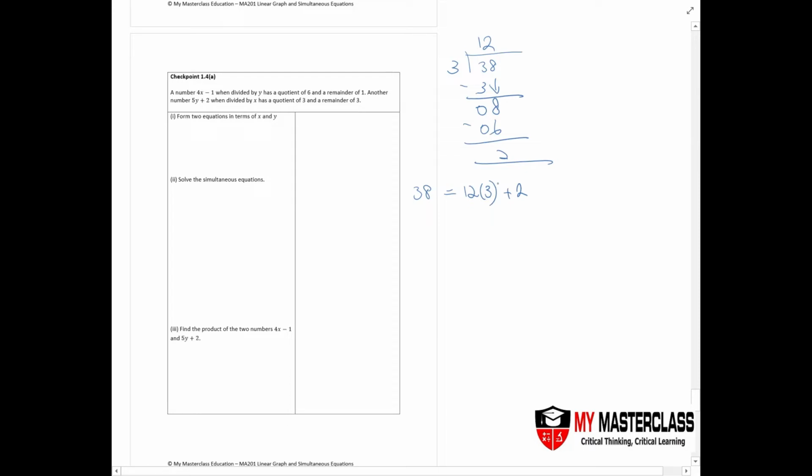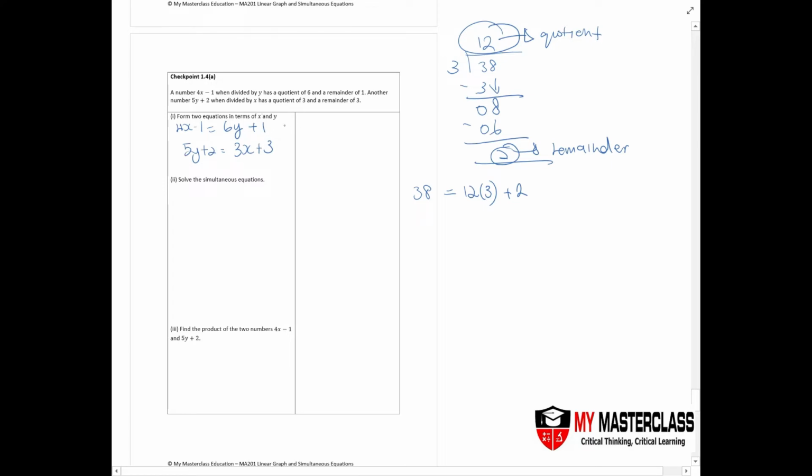Now let's apply the same thing here. If I have 4x minus 1, I divide it by y, I have a quotient of 6. Now quotient means this. So this is your quotient, and this is your remainder. So therefore, it has a quotient of 6, which means 6y plus 1. Now another way, another number down here will be 5y plus 2, which has a quotient of 3. So it will be 3x plus 3. So this is technically both of your equations.